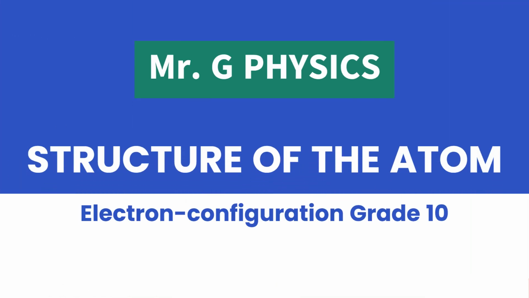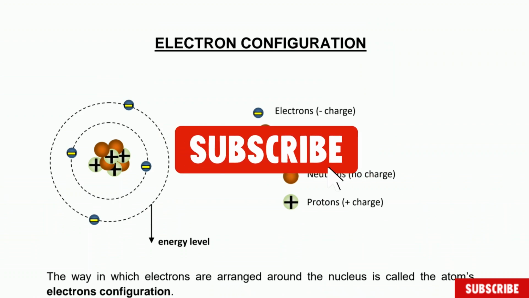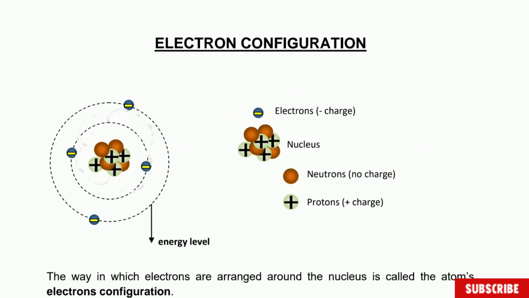This time we're going to be talking about electron configuration. It's going to be a small video related to this topic for grade 10. Previously, we learned that an atom has smaller particles, which are protons, and they are positively charged. They are neutrons, and they are electrons.